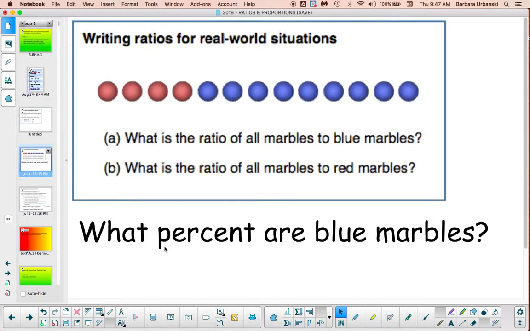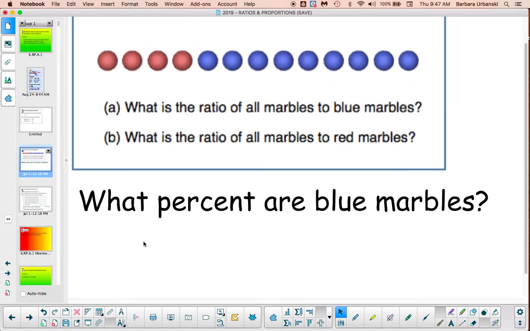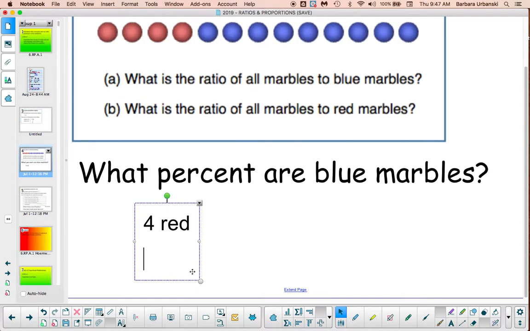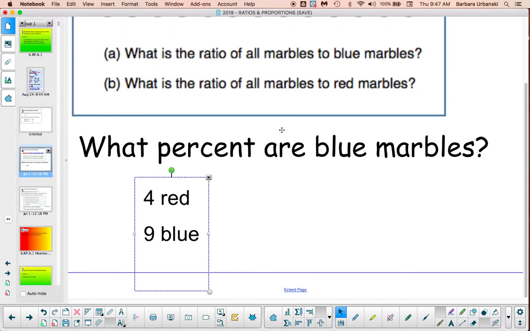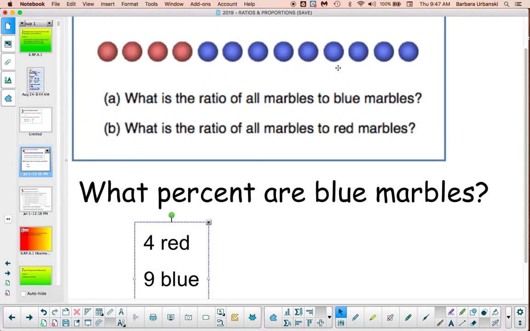Now, if you look at something like this, it says writing ratios for real world situations. What is the ratio of all marbles to blue marbles? Well, it's a really good idea on your notebook paper to look and say, okay, I see that I've got 4 red. And then underneath that, let's count the blue: 1, 2, 3, 4, 5, 6, 7, 8, 9. So 9 blue. And it's always a good idea to look at what the total would be.